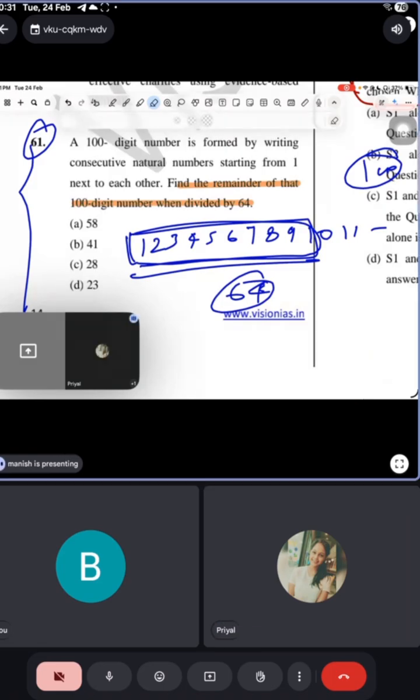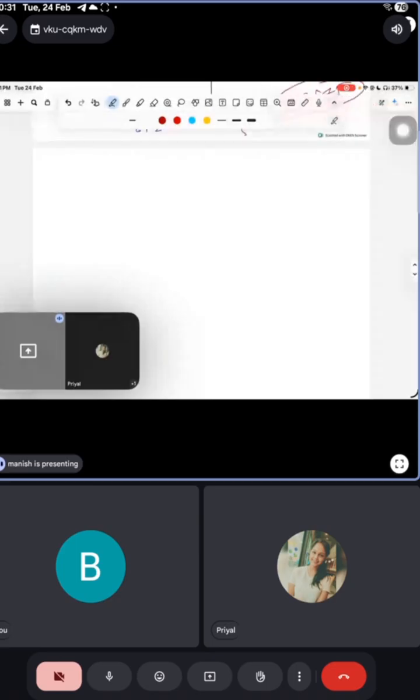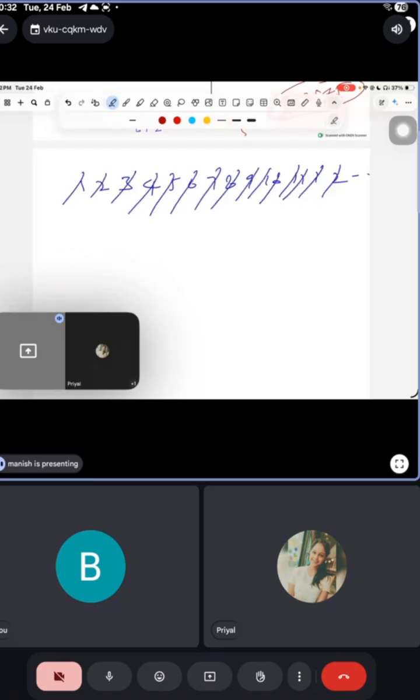First, guys, we have to find out the pattern. The question is saying we are writing a number starting from 1, 2, 3, 4, 5, 6, 7, 8, 9, 10, 11, 12 and so on. I don't know till how much, but the digit count is 100. Digit means one digit, two digits, 3, 4, 5 and so on. They used 100 digits, but I don't know how many numbers are there.